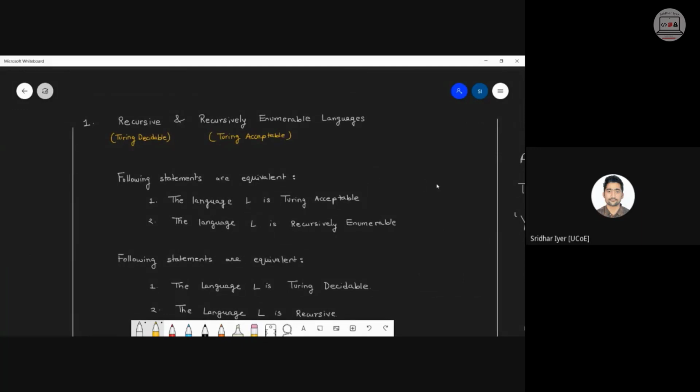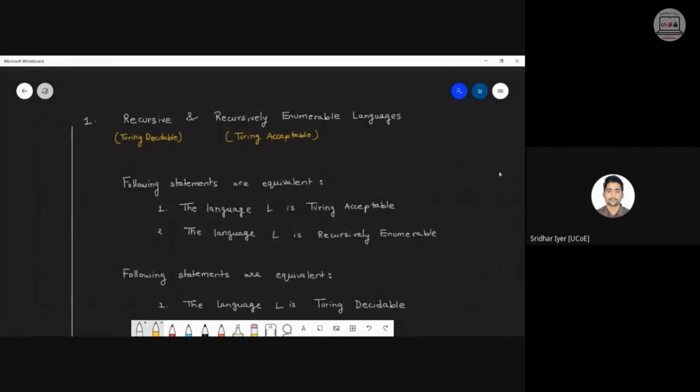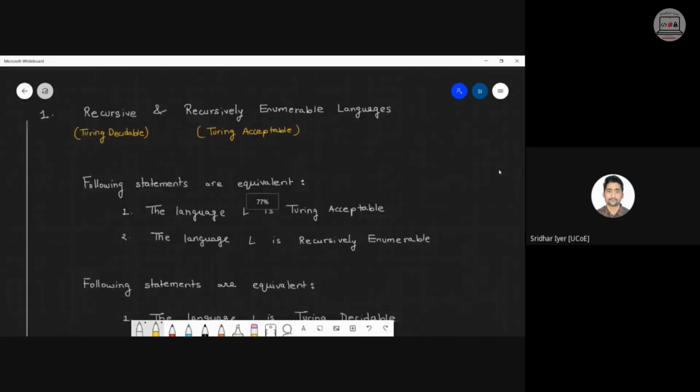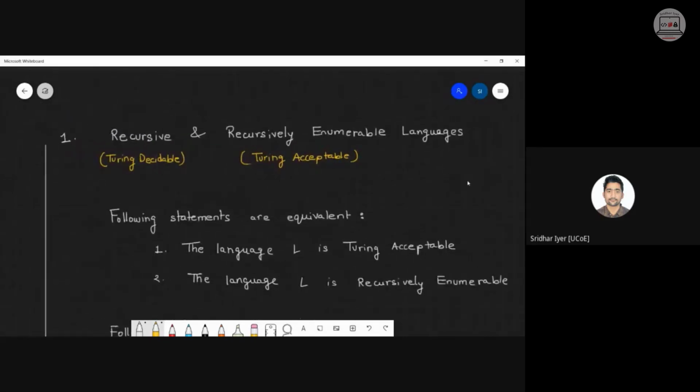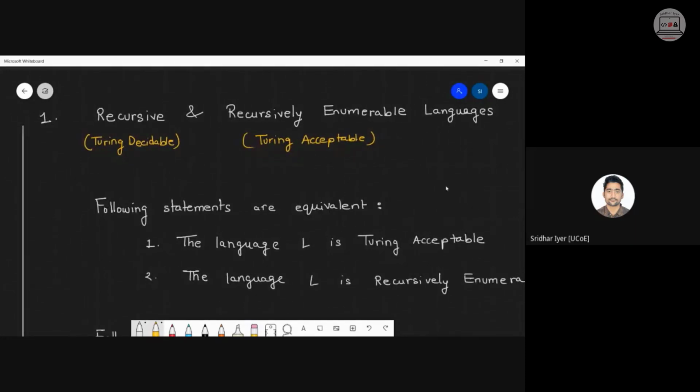Is it visible? Okay. So first, what is a recursive language? A recursive language is also called a Turing decidable language. As you can see, I have highlighted the definitions over here. A recursive language is also called a Turing decidable language, and on the other hand, a recursively enumerable language is also called a Turing acceptable language.